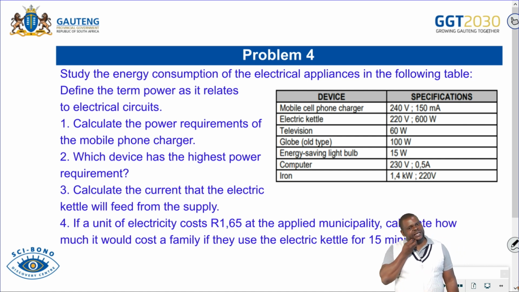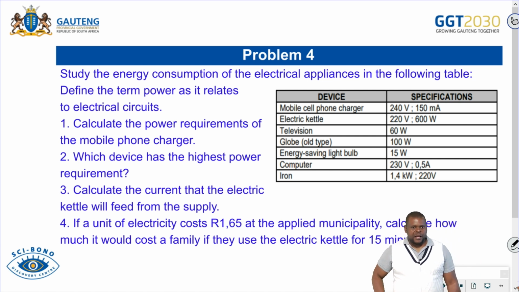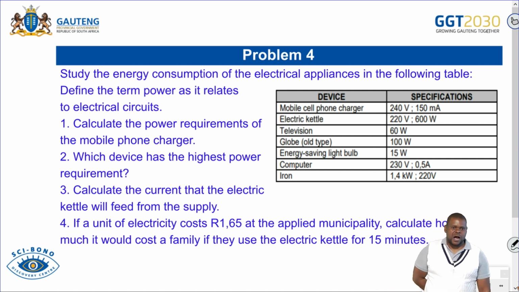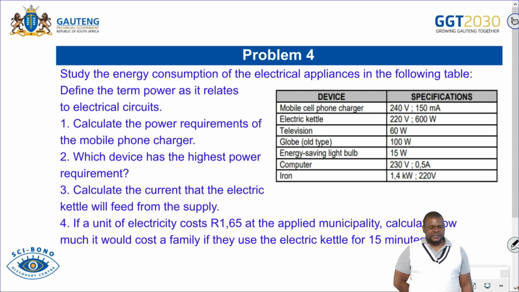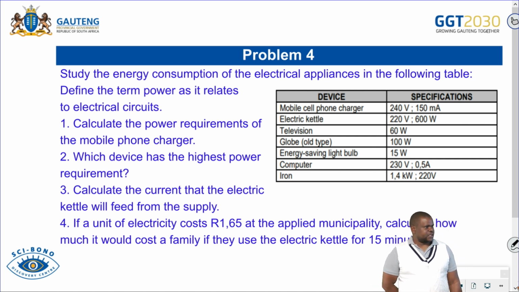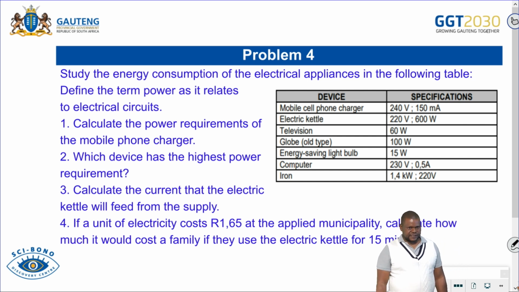Lastly, we have an electric iron. The electric iron wants 1.4 kilowatts, and it needs a potential difference of 220 volts. That is what our table says. We have 7 appliances.